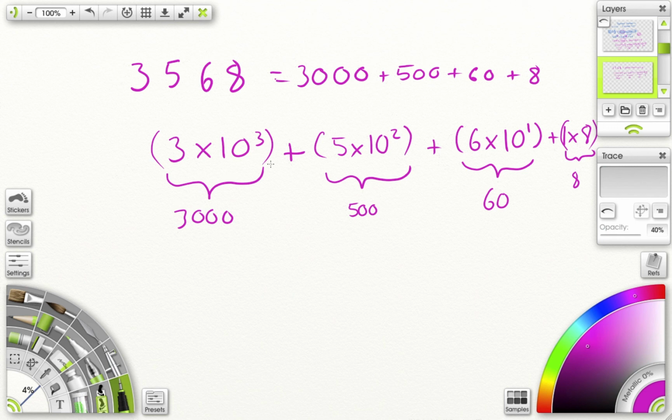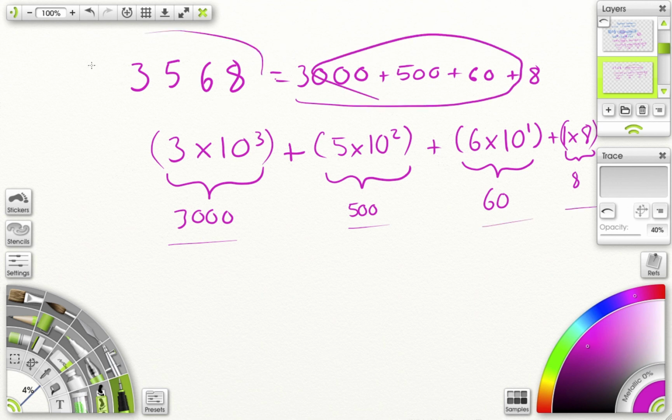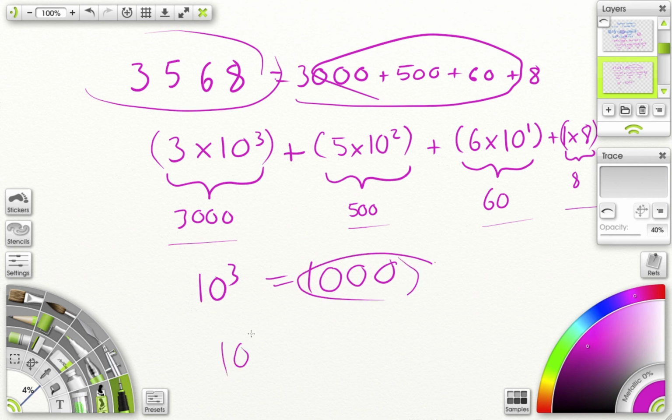All right, so you see how by putting them in different chunks like that, I can see 3,000 plus 500 plus 60 plus 8, which creates my full number. Okay, so rule of thumb: if it has a 3, you're in the thousands. If it's a 2, you're in the hundreds. A 1, you're in the tens. And an 8, 1 times a single number is a single digit, or ones column.